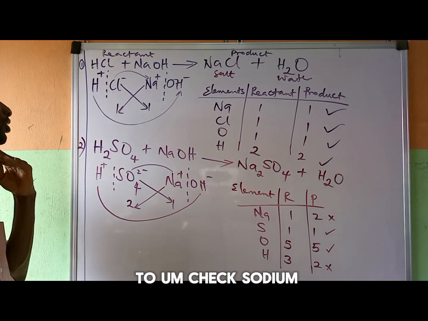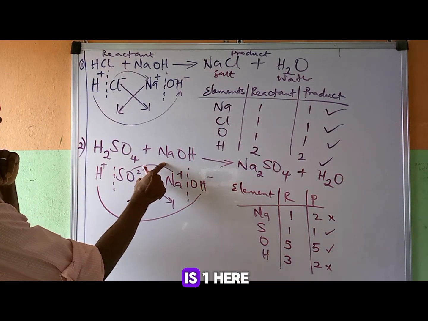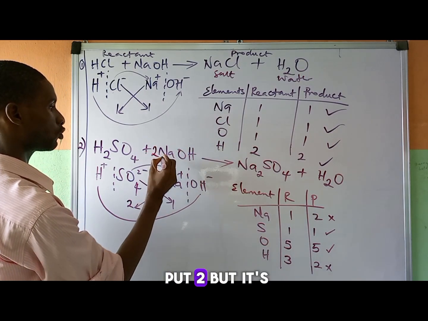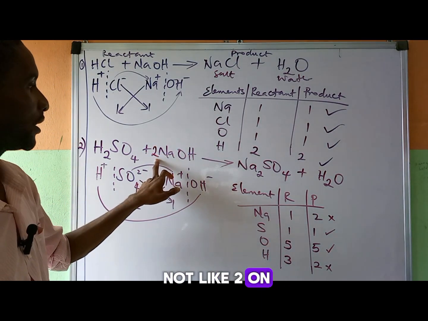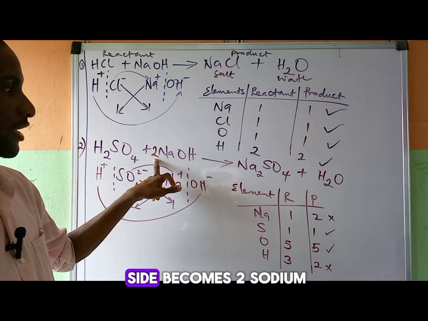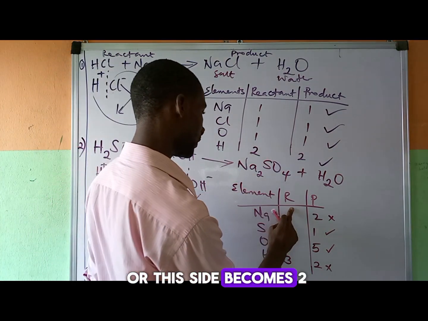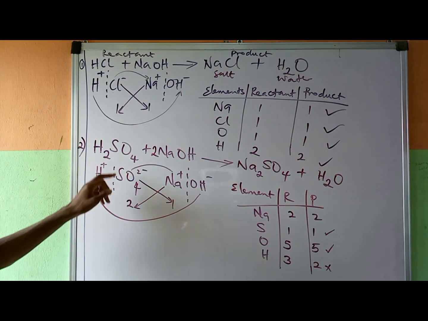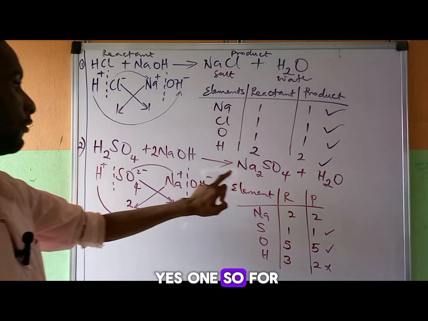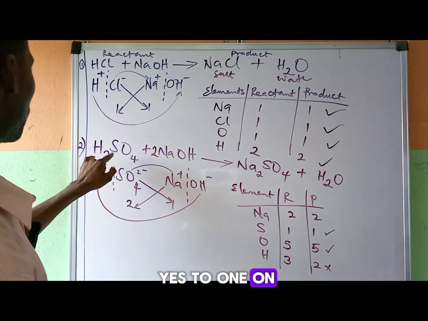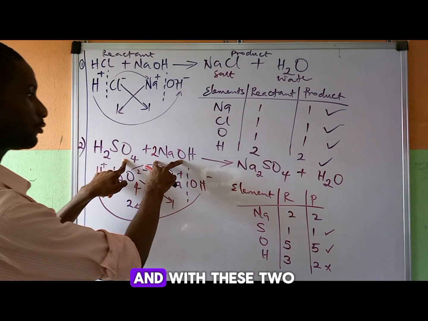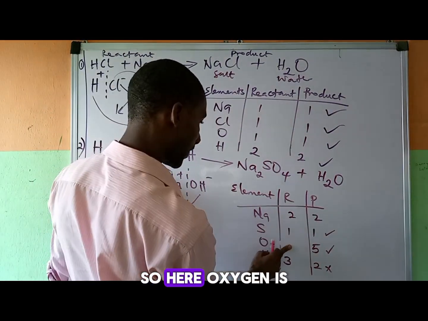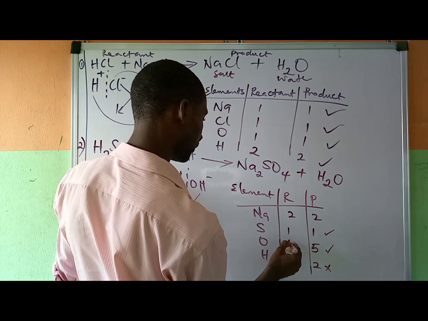So let's try to check. Sodium is 1 here, sodium is 2 here. So what can I do? I can decide to put 2 here. By the time I put 2 on this side, my sodium on this side becomes 2, sodium on this side becomes 2. So I have 2, 2. And then sulfur here is 1, sulfur here is still 1. On this side, oxygen is 4, and with these 2, it becomes 6. 4 plus 2, 6. So here, my oxygen is now 6.